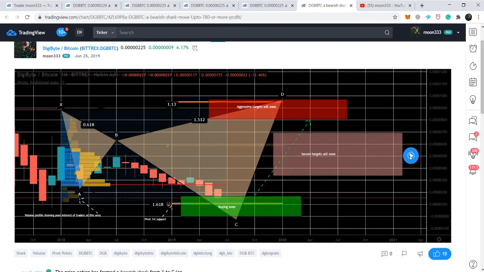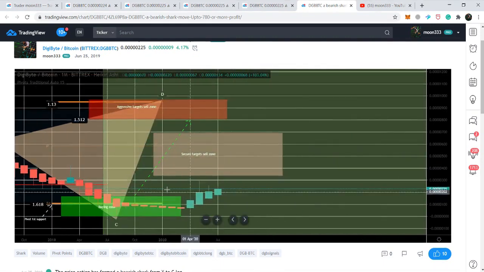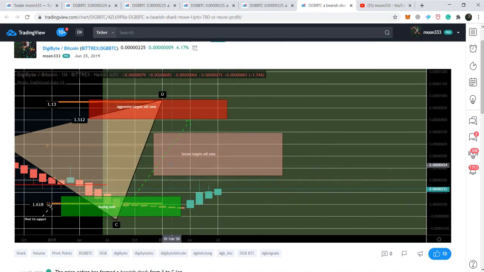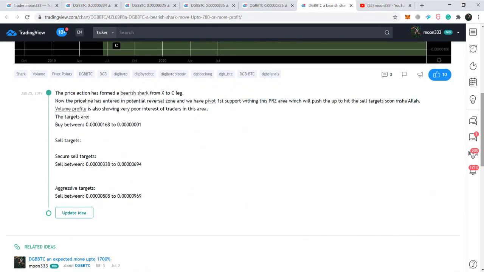Now I'm just playing this chart, and you can see the current situation of the price action. It has completely entered this potential reversal zone, and now it is gearing up toward this first sell target zone that I have defined as a secure target zone. Then we have the aggressive target sell zone up to the completion of this bearish shark pattern. Let me just show you the targets.